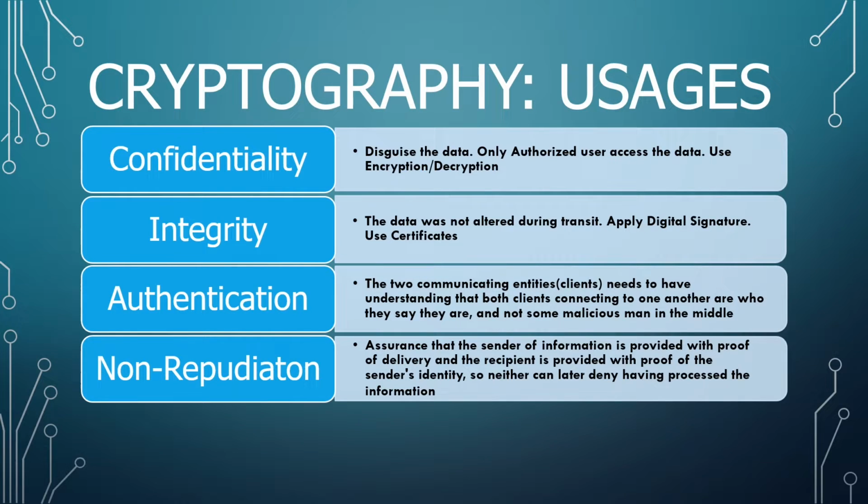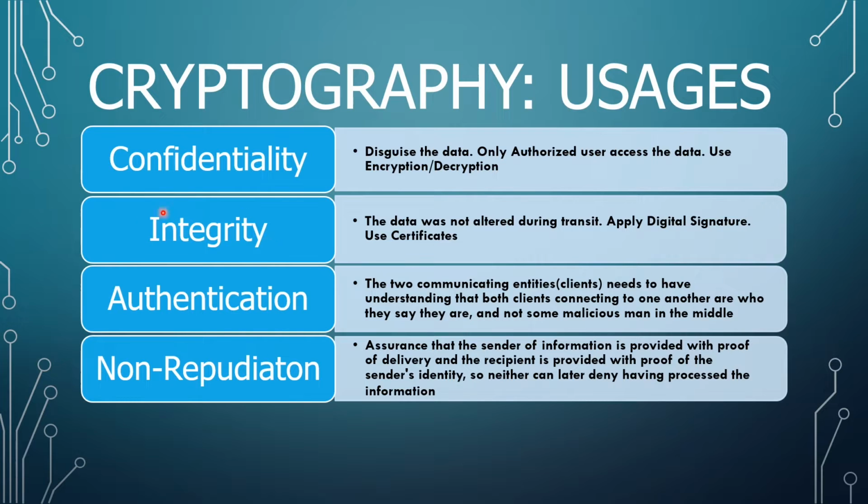In the previous videos, I discussed what the benefits of cryptography are. Just to remind you, these are the main reasons why we use cryptography. First one is confidentiality. This is to disguise the data. We need to make sure that only the authorized user has access to the data that we are sending. To achieve this, we use encryption and decryption. I discussed encryption and decryption in the previous 3 videos. I will put the link below this video.